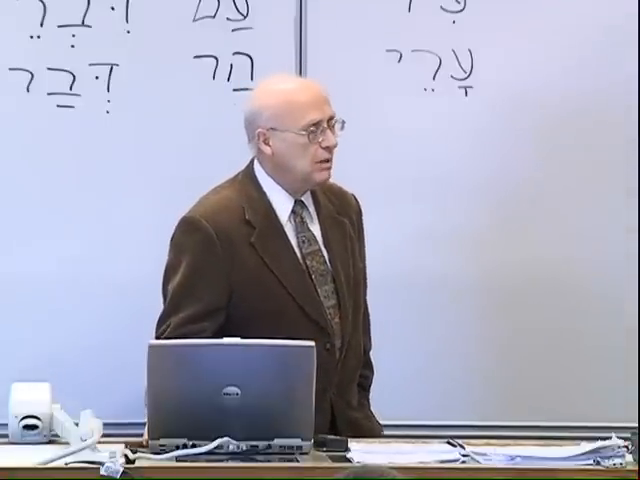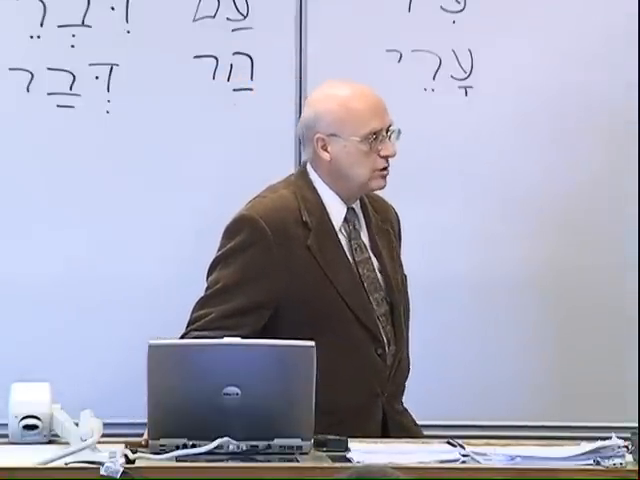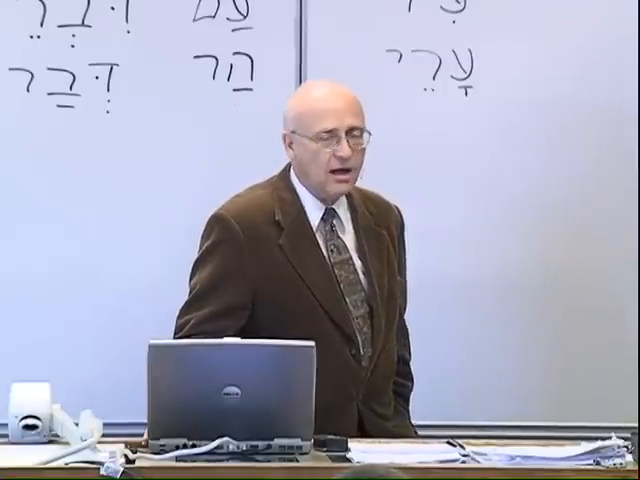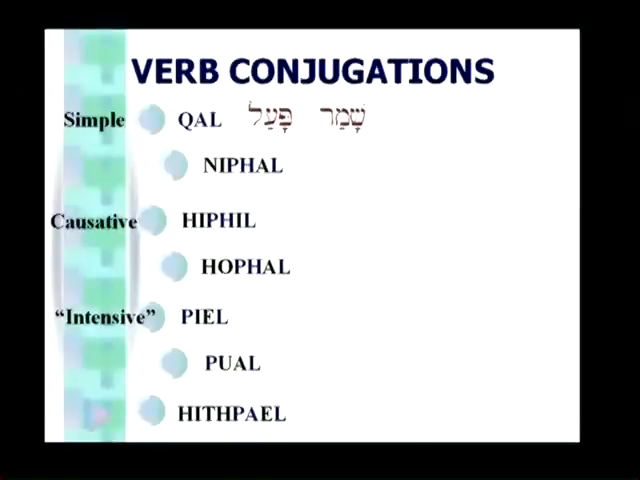So pa'al would be the verb in the same form. Notice all these have a-a. A-a, a-a, a-a. Shamer, he kept. Pakad, he visited. Just like you had all those others. Kadesh, Shalach, Malak. Sometimes we have a hey on the end, like asa, but this is the normal form here. Pa'al, he made. Shamer, he kept. Pakad, he visited. Then you have a nifal.